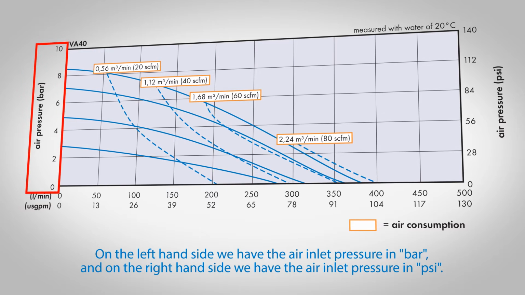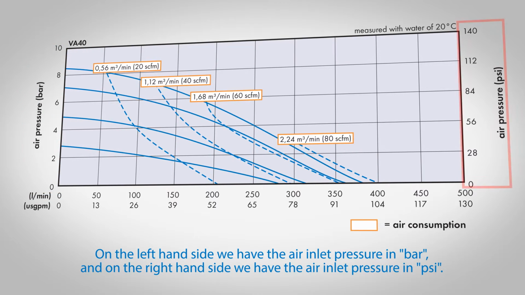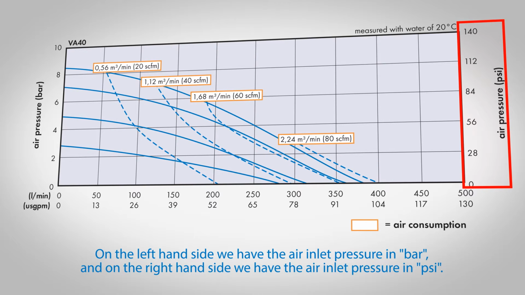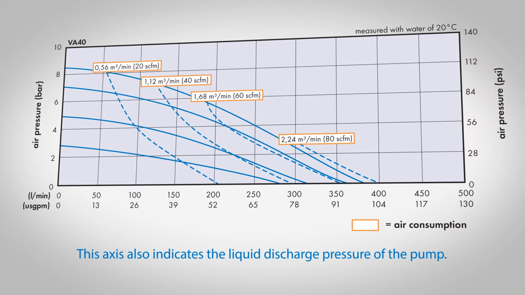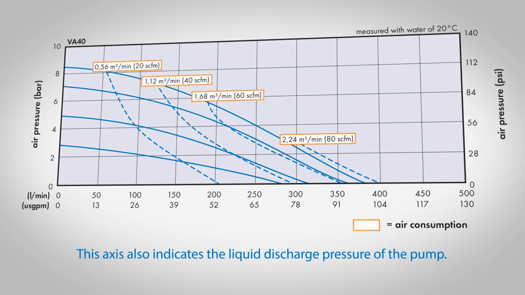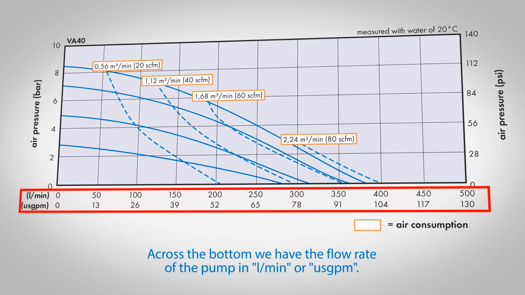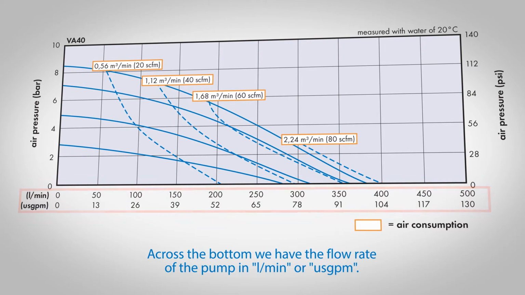On the left-hand side, we have the air inlet pressure in bar, and on the right-hand side, we have the air inlet pressure in PSI. This axis also indicates the liquid discharge pressure of the pump. Across the bottom, we have the flow rate of the pump in liters per minute or US gallons per minute.